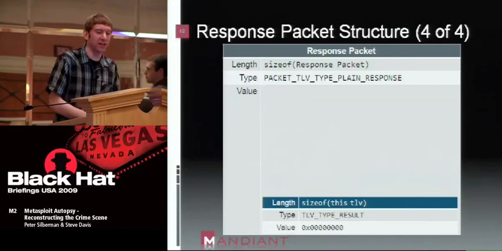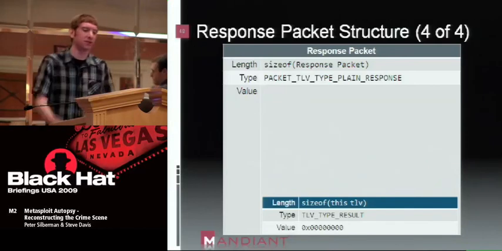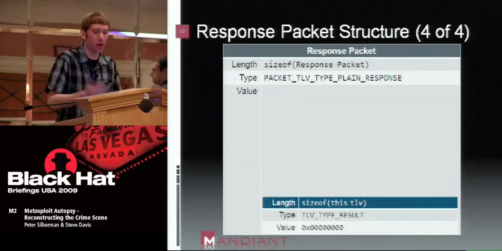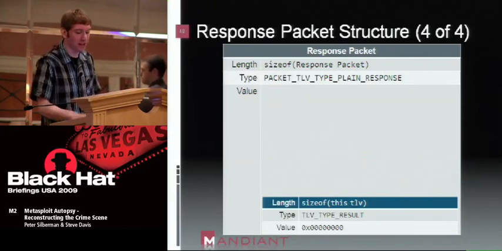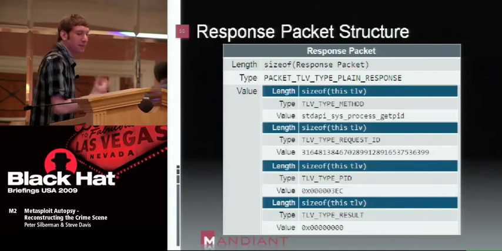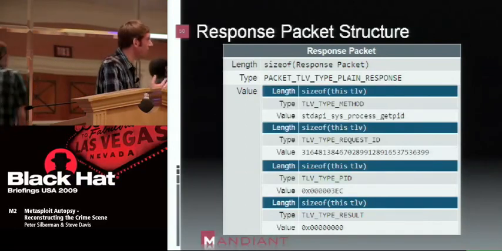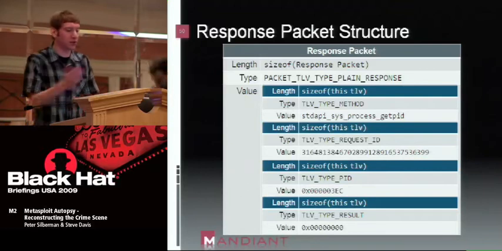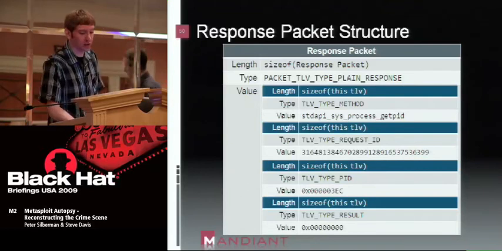And finally, it's going to be a TLV type result, which is just going to be some type of, if there was some type of error or what have you, if there was a permissions issue. And this is going to be null because we didn't have any errors. Now, we can see all this put together, and this is an extremely nice packet structure for Meterpreter to use because it's small and it's very effective at what it's trying to do.